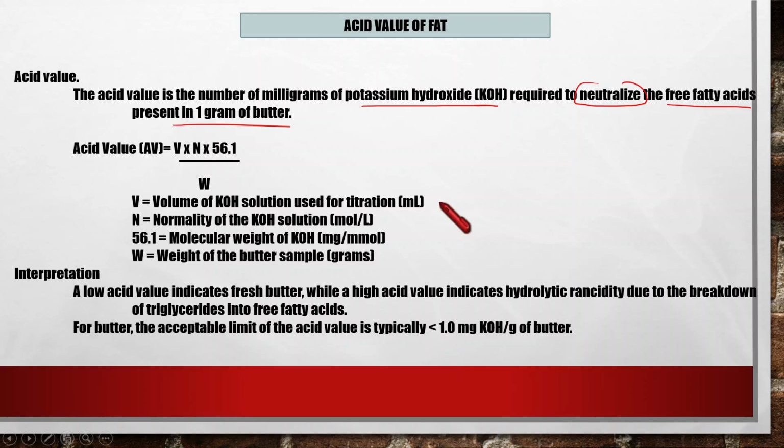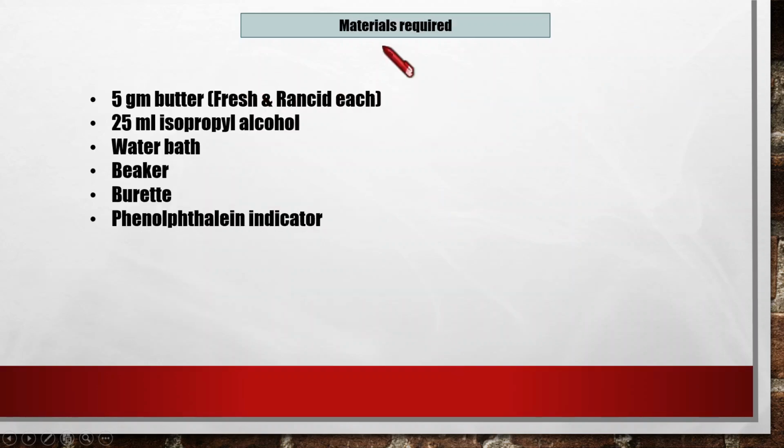So let's see what materials are required. 5 gram butter, because for doing this practical we are weighing 5 gram butter. We need fresh as well as rancid, 5 gram each. 25 ml isopropyl alcohol, water bath, beakers, burette, phenolphthalein indicator. So let's start the practical.